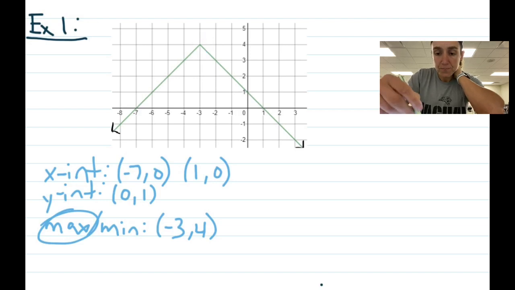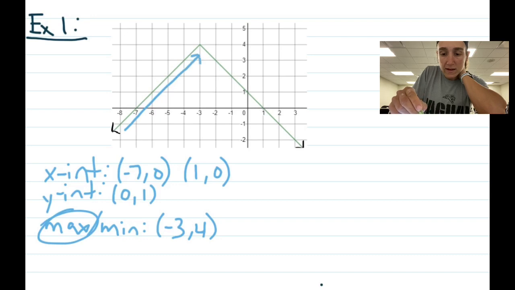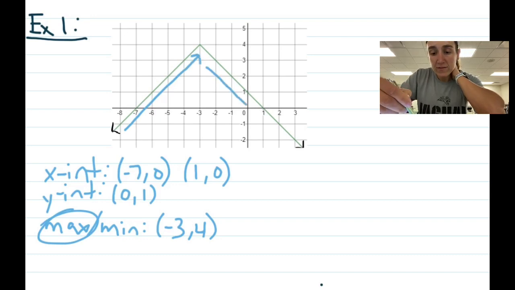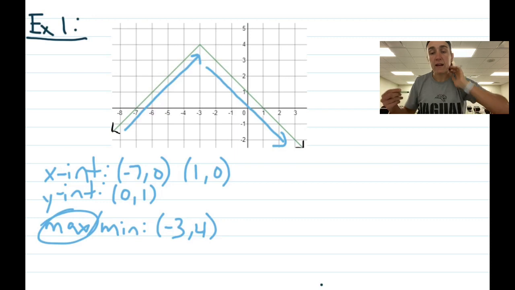Increasing or decreasing? Well, going from left to right, at first this graph is going up. Okay, then it gets to that maximum, and then the graph starts going down. So we can't say that this is at any point just increasing or just decreasing. It's increasing up until -3, and then it's decreasing from -3 on.